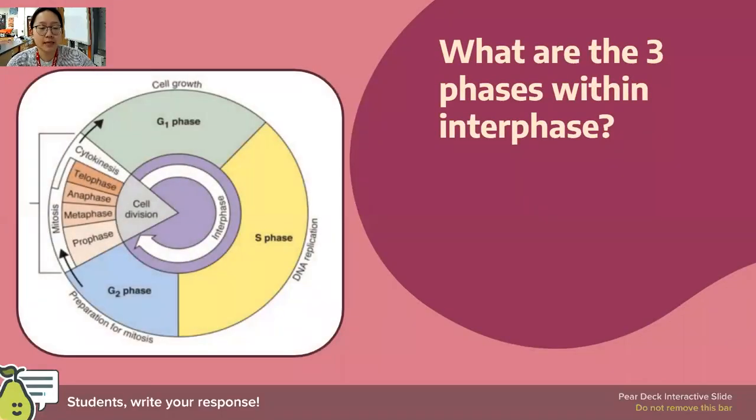So inside of interphase, what are the three phases? Can you write them out for me? Just looking at this diagram, you can use it to help you. What are the three parts of interphase?